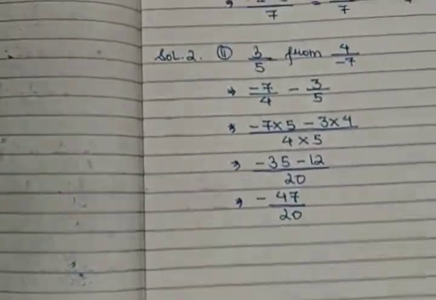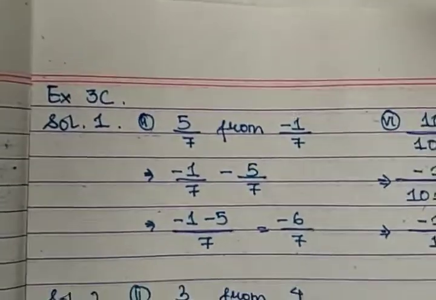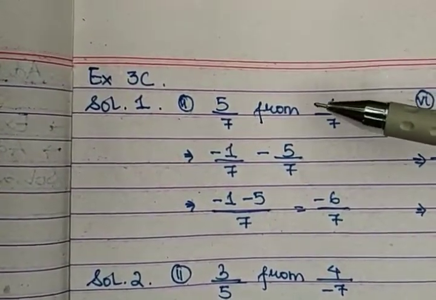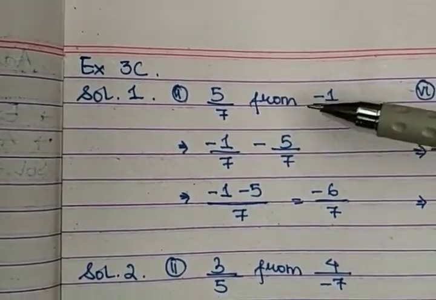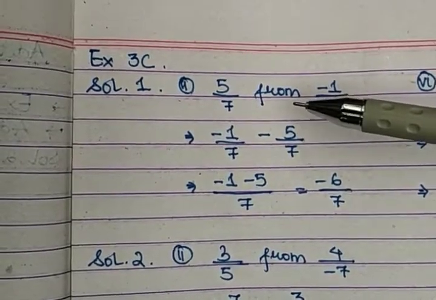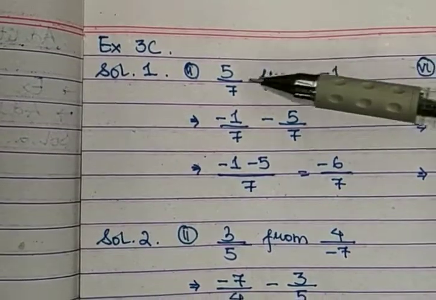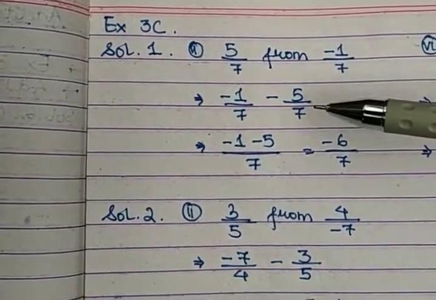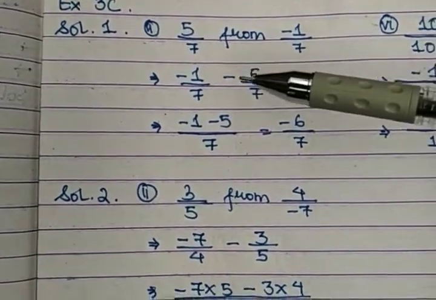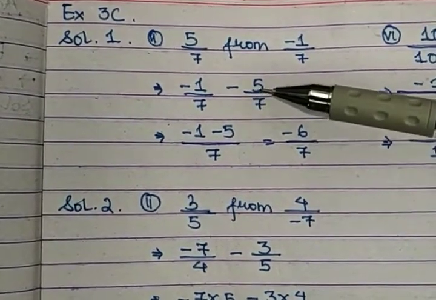So let's just check out a few sums with subtraction as well. So for subtraction of like fractions, exercise 3C, we have the first sum in here, question number 1: 5 by 7 from minus 1 by 7. As soon as you get the term 'from' in case of subtraction, remember the second term comes first. So in the second step, you need to write the second term first and the first term second with a minus sign in between. So I have minus 1 by 7 minus 5 by 7.